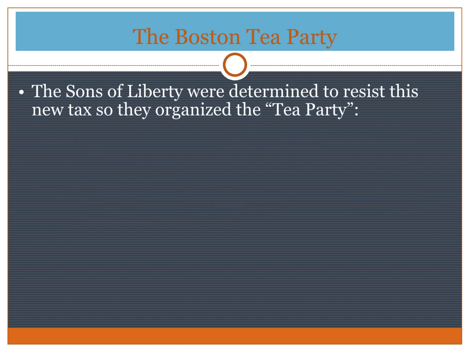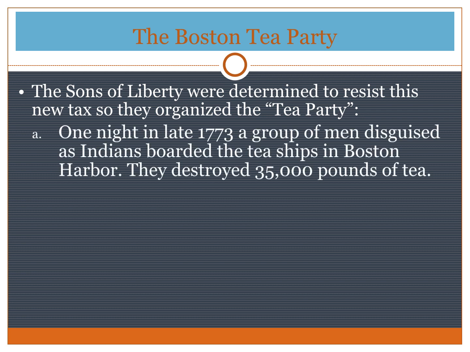And the Sons of Liberty were determined to resist this new tax on tea. So they organized the Tea Party, or the Boston Tea Party. One night in late 1773, a group of the Sons of Liberty were disguised as Indians. It wasn't like a secret who they were. Everyone knew they were Sons of Liberty. But they dressed up as Indians, and they boarded the tea ships that were in Boston Harbor. They would take the tea and dump it into the harbor, and they destroyed 35,000 pounds of tea in this one night.